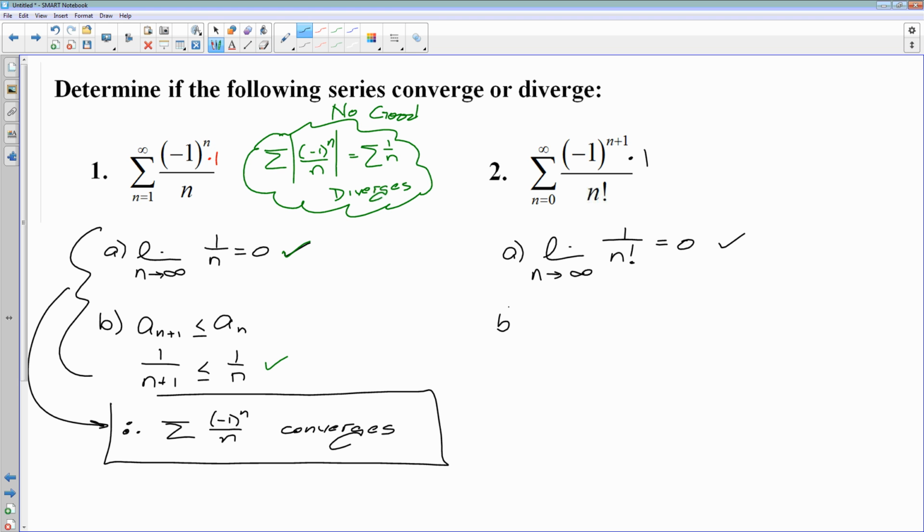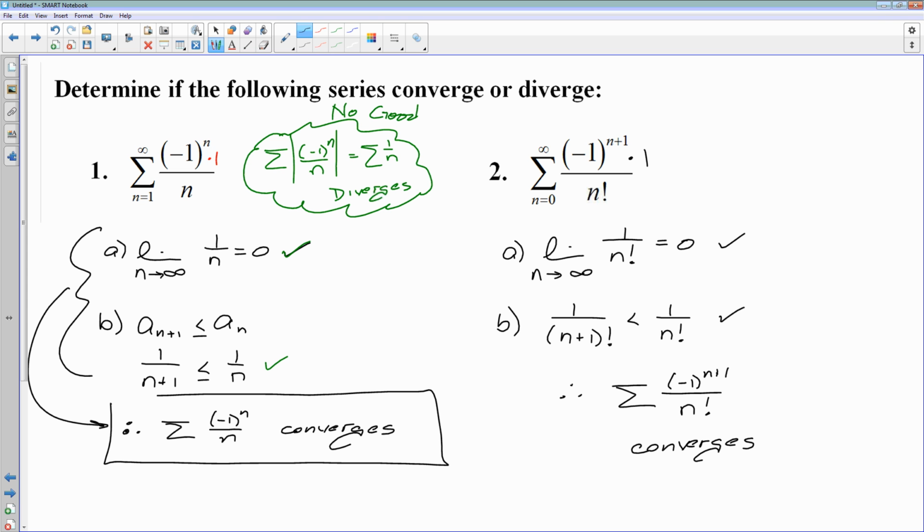And then I need to see, are the terms decreasing? So is 1 over (n plus 1) factorial going to be less than 1 over n factorial? And the denominator on the left side is bigger, so that is also true. Therefore, this sequence converges, or series converges. Well, the sequence does too, but whatever. Therefore, that converges.